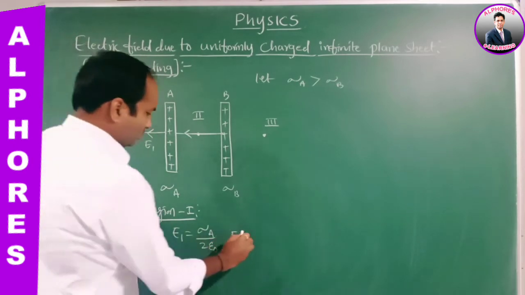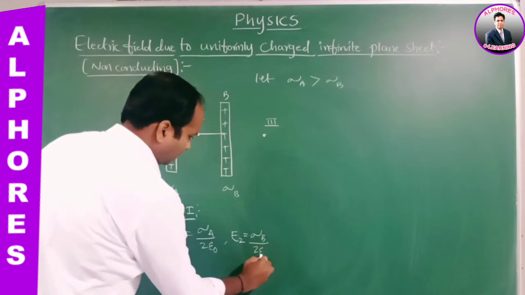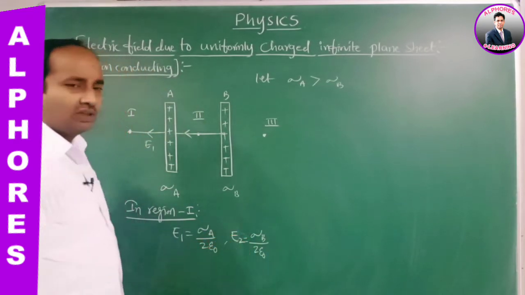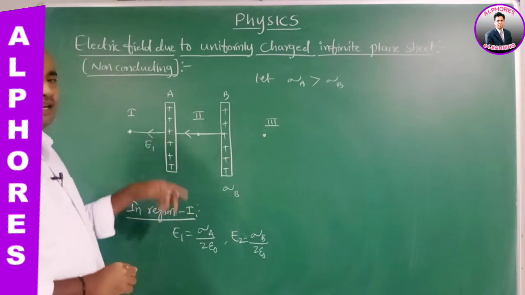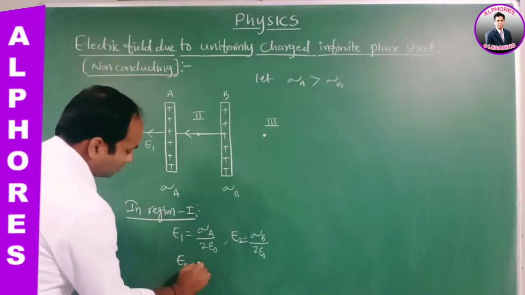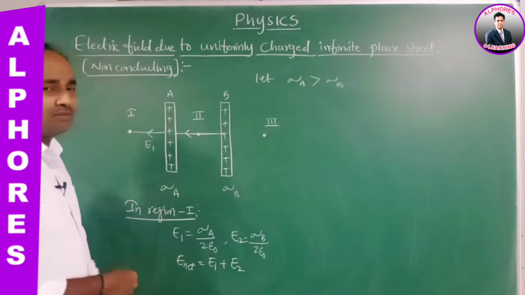E2 is equal to sigma B by 2 epsilon naught. Now if you are observing the diagram, both are in the same direction. What is the net electric field? E net is directly E1 plus E2, because they are in the same direction.